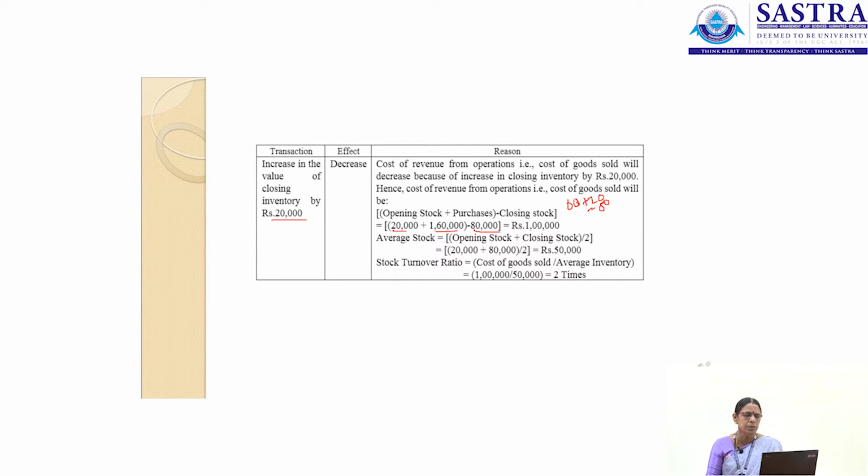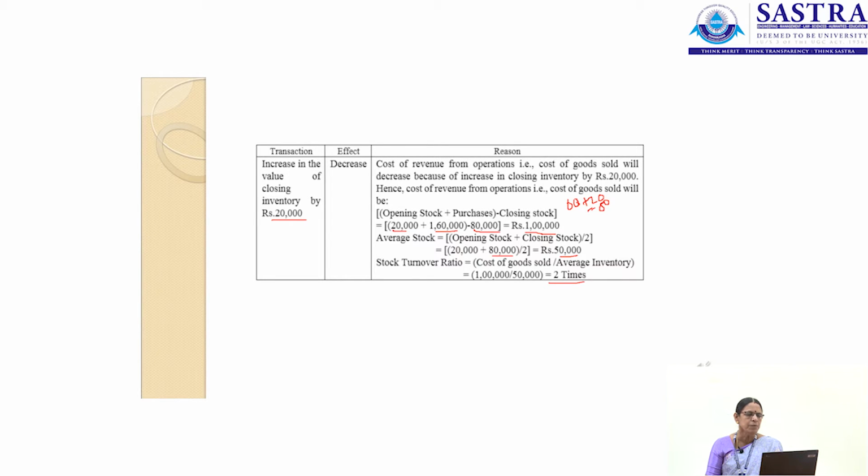Now our cost of goods sold is 1 lakh rupees. What is this cost of goods sold? What is actually sold in an organization? Again, this will have an impact over your average stock. 20 plus 80,000 by 2, we have 50,000 rupees. So 1 lakh divided by 50,000 rupees, we have 2 times.